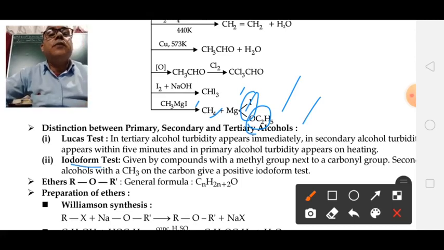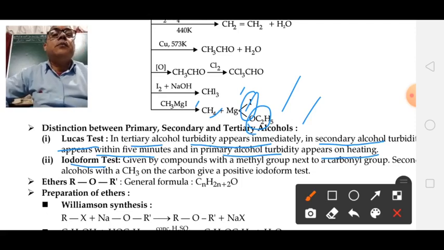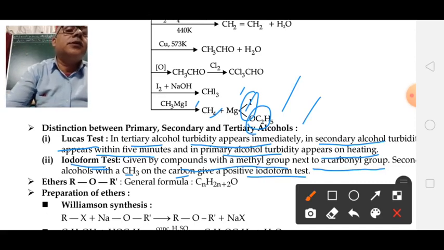Lucas reagent and iodoform are used for this purpose. In tertiary alcohol, turbidity appears immediately, in secondary alcohol turbidity appears within 5 minutes, and in primary alcohol turbidity appears on heating only. Otherwise it does not give any turbidity. With the help of iodoform we can test compounds with a methyl group next to the carbonyl group. Secondary alcohol with CH3 on the carbon gives the positive iodoform reaction.